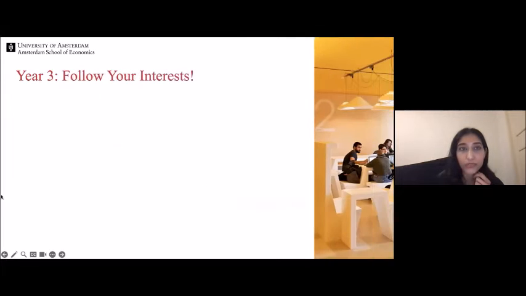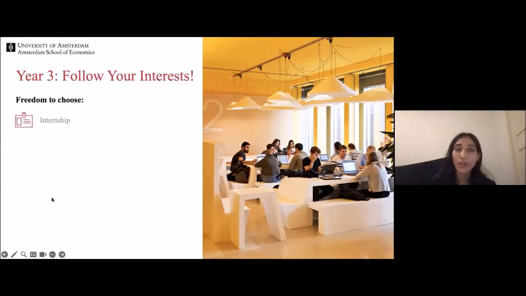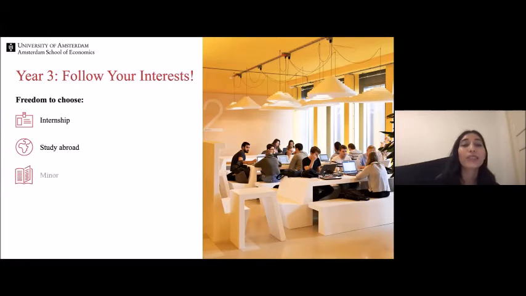So let's move to the next, most interesting part, when you get to select what you do best, tailored to your interests, which is in year 3. So you get to make up your timetable. Here you have freedom to choose between internship, study abroad, and minor. These are all the options that you have available, and that's in the first semester. In the second semester, you will be doing a specialization based on the major of your choice, right? So let's get into each of these options first.